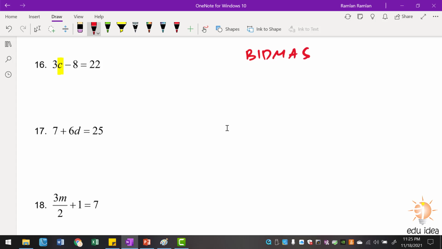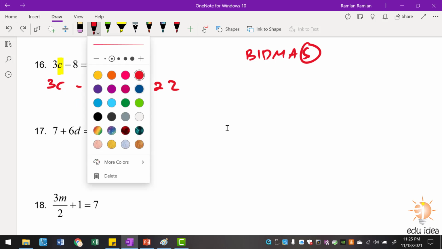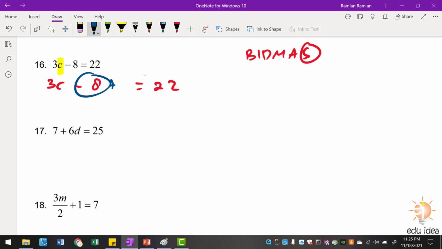So the first thing you see is, do you have any subtraction? Yes, we have a subtraction, so we get rid of that first, okay? So we have 3c minus 8 equals 22. In order to get rid of subtraction, we need to add, okay? So we add to both sides the same number that we want to get rid of, which is 8. So add 8, and that will be gone. So you only have 3c on the left side of the equal sign, and 22 plus 8 equals 30.